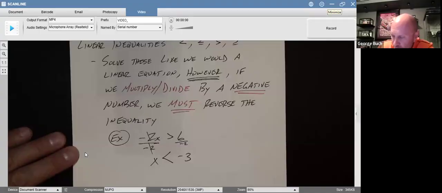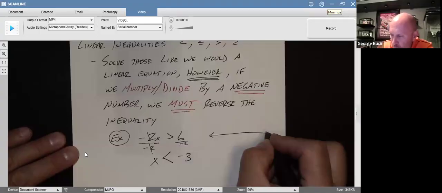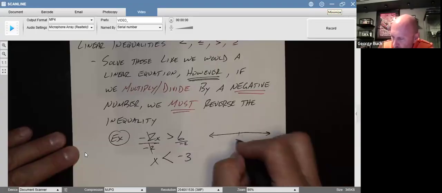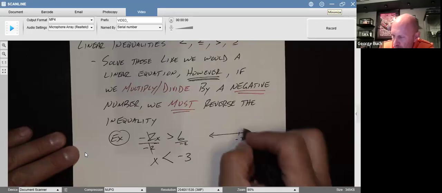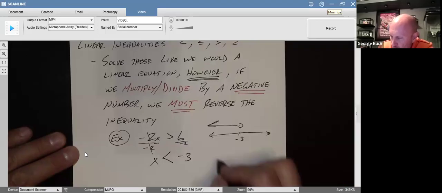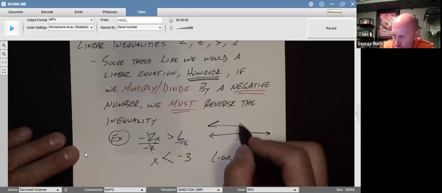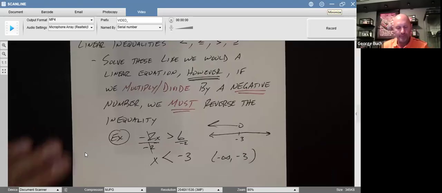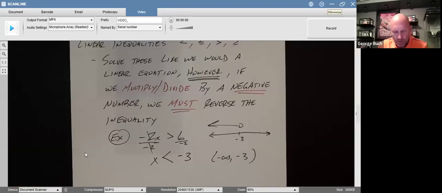And so, of course, if we had to draw this on a number line or write it in interval notation, that means what? It's negative 3, open circle, going to negative infinity. So it'd be negative infinity to negative 3. It's not included, so it's just less than, not less than or equal. So it gets a parenthesis. So that's sort of the different ways that we would attack that one.